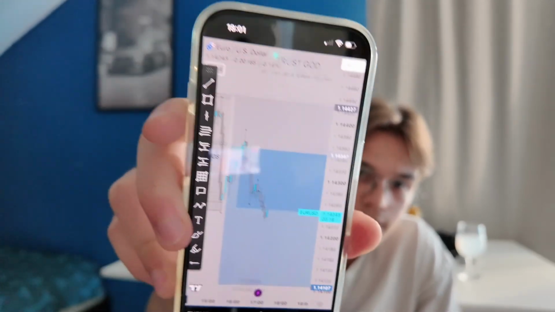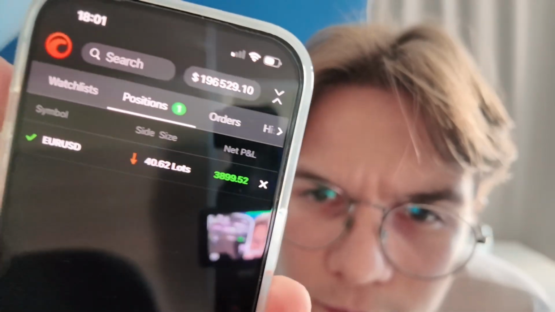Right now I'm in a trade. Let me just pop it up on my phone so I can show you boys. We are in EU sells right here, and I'm up some nice amounts on my accounts. Don't know if you're gonna see this, but yeah, so let's get straight into that.